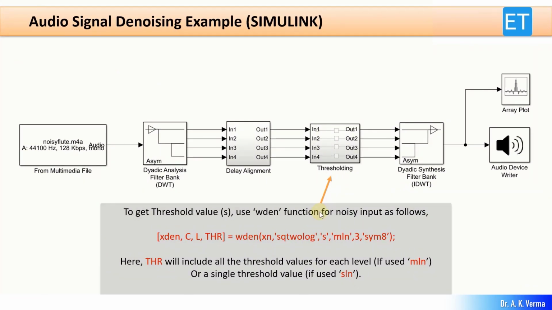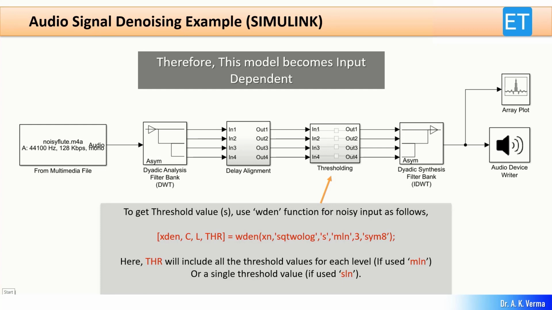Now there is a problem with this model. The problem is that this model becomes input dependent. Why? Because the threshold values which we have written in this thresholding block are found by this wden command, where the input noisy flute was passed as xn. Once you change this input, obviously the threshold values will change. So every time you have to execute this wden command to find the new thr values and then update the thresholding block. So it is somewhat irritating.